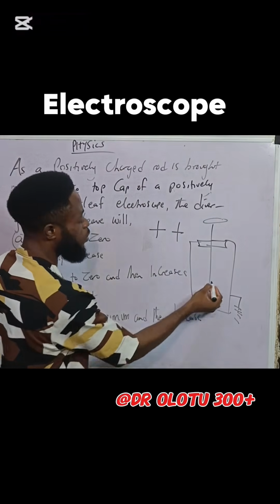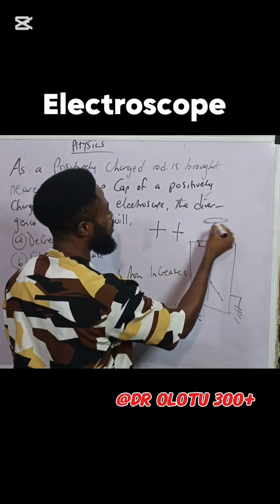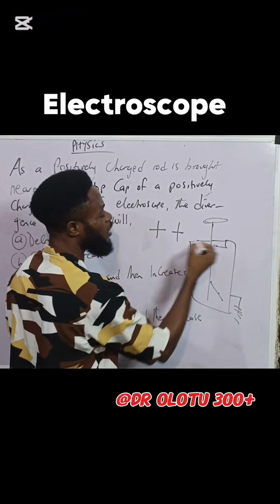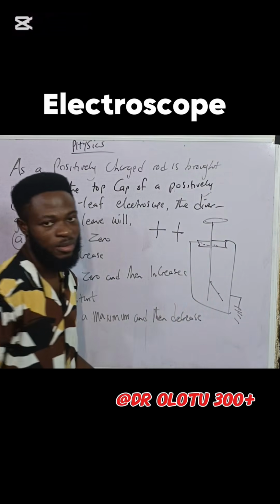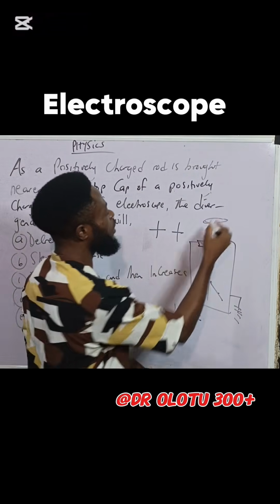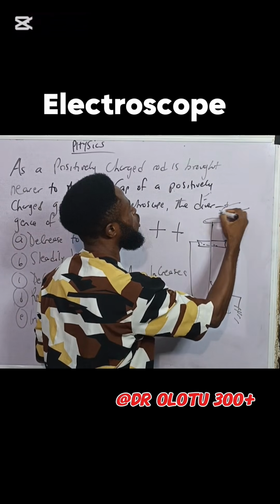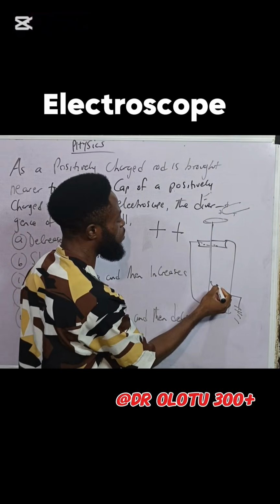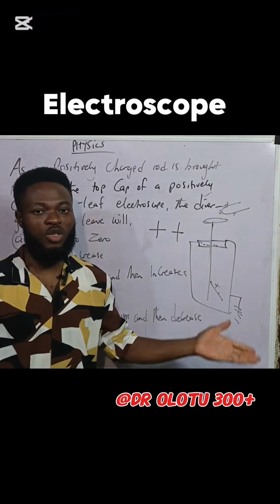In a gold leaf electroscope, if this is the gold leaf and this is the brass cap, this is the brass rod, these are the insulating plug, and this is the case. In this case, if I bring a material that is positively charged, because the gold leaf is positively charged, will there be divergence or convergence?